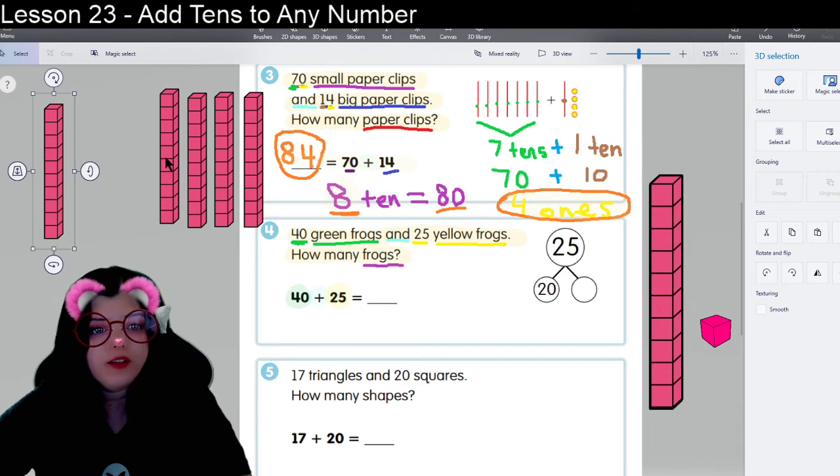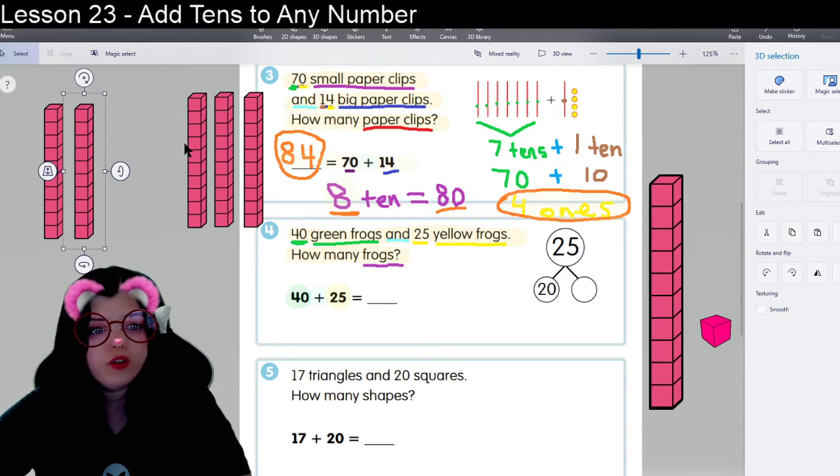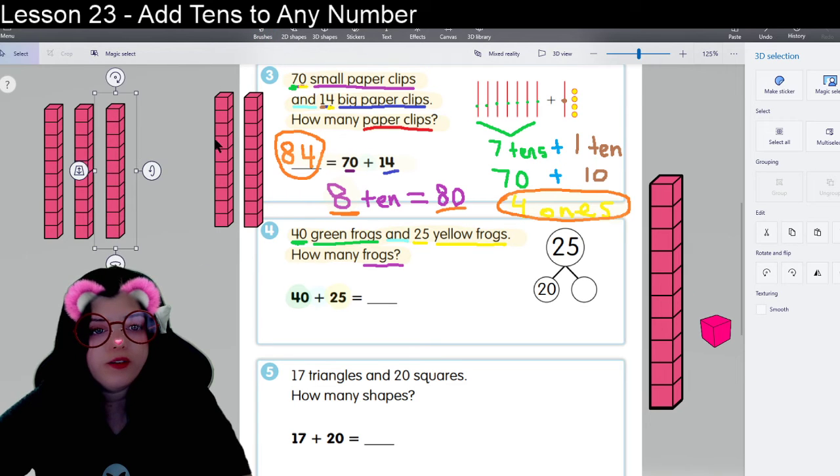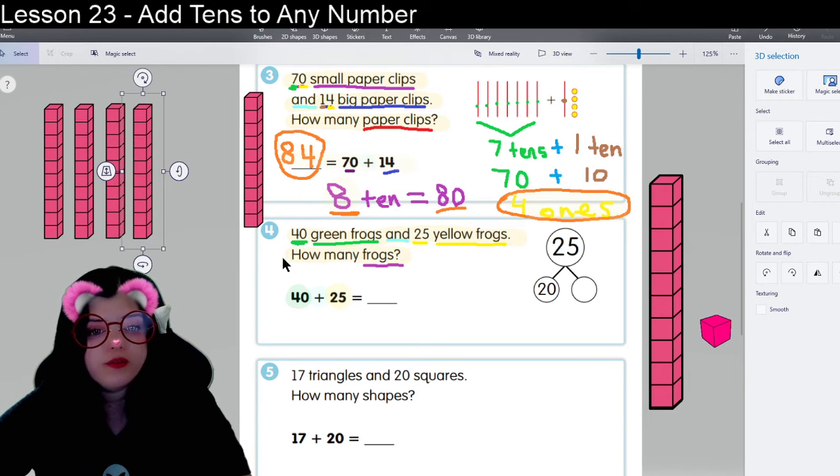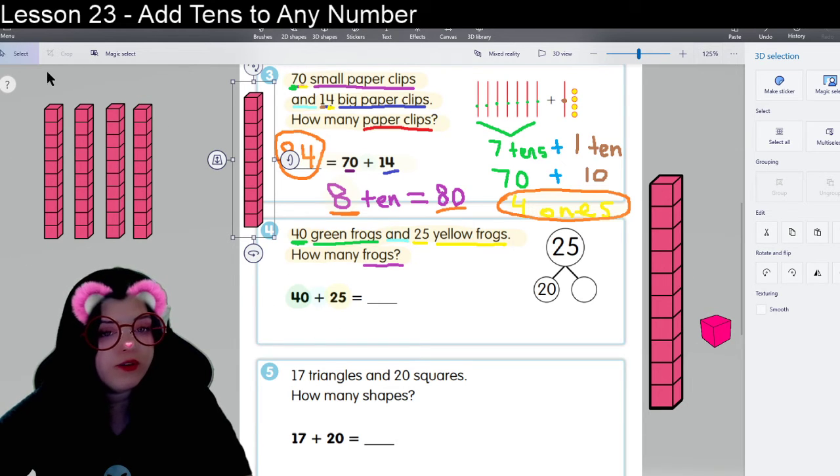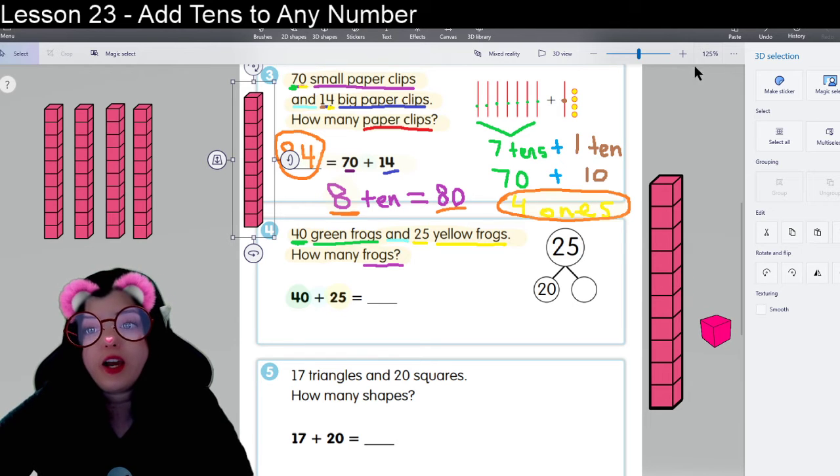We have 1, 2, 3, 4. We have our 4 groups of 10 from 40. So that's here for you. But for us to pull out our tens from 25, they want us to break down the number 25.